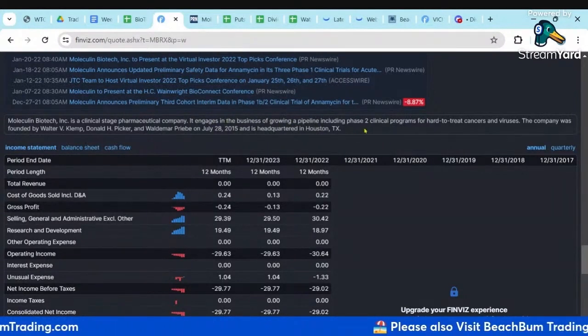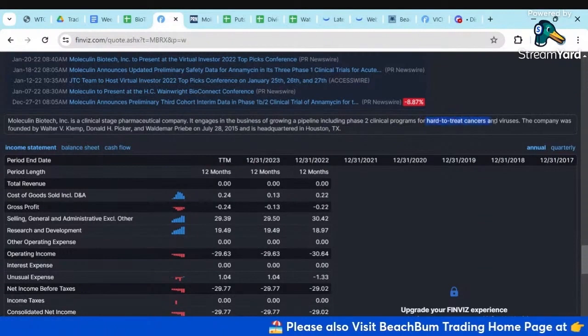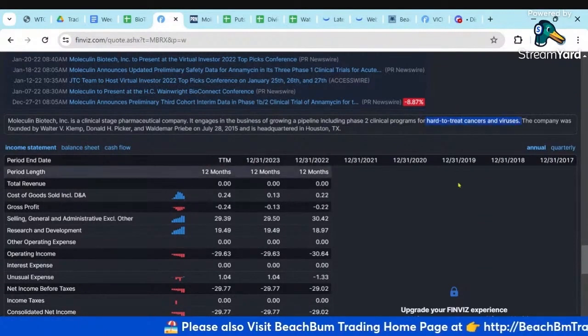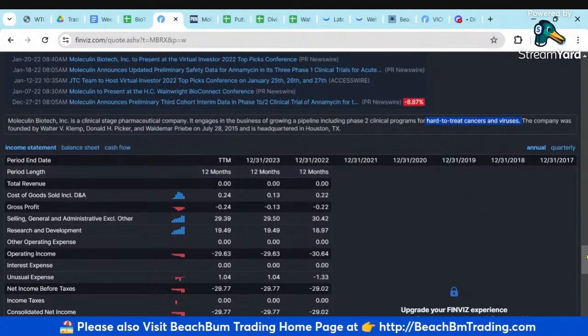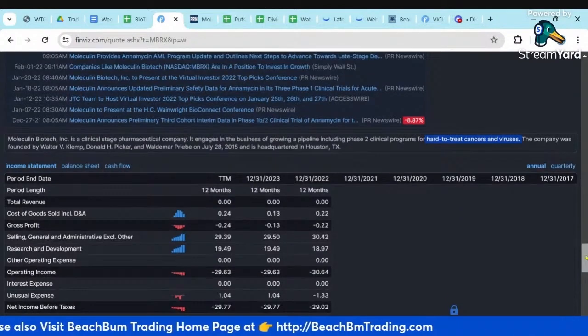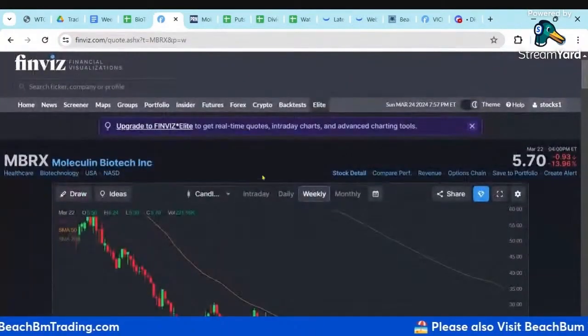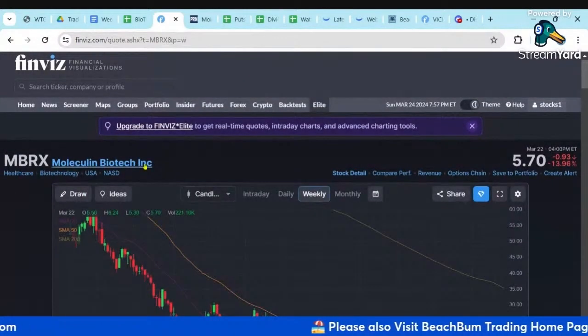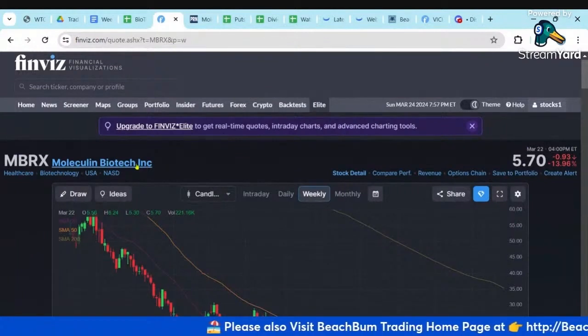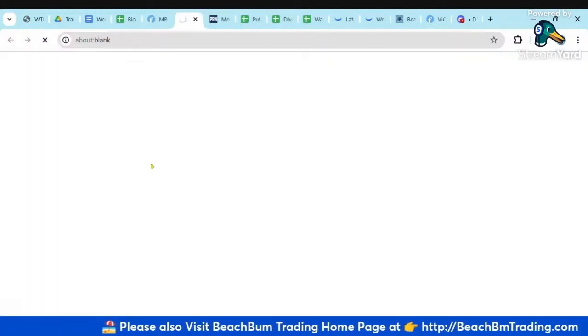We could see this MBRX is in hard to treat cancers and viruses, so very difficult biotech fields. So obviously, if they release positive cancer news, they're going to get a nice pop out of that. If they fail the trial, etc., it's going to cut in half or worse. So that's just the nature of biotechs.